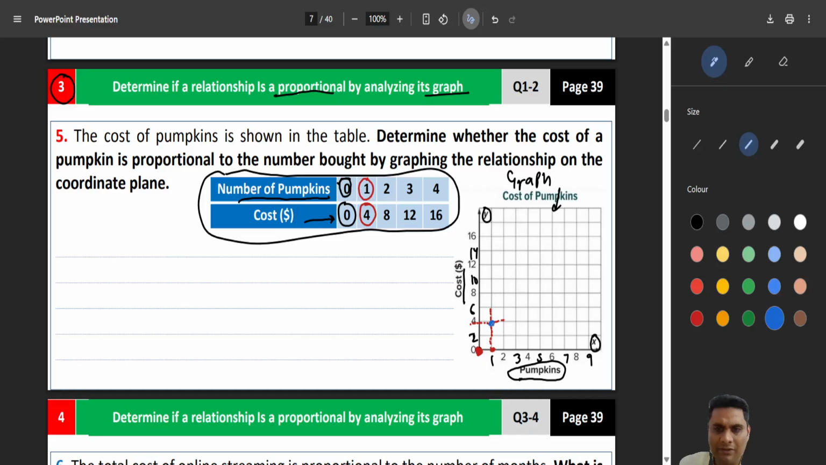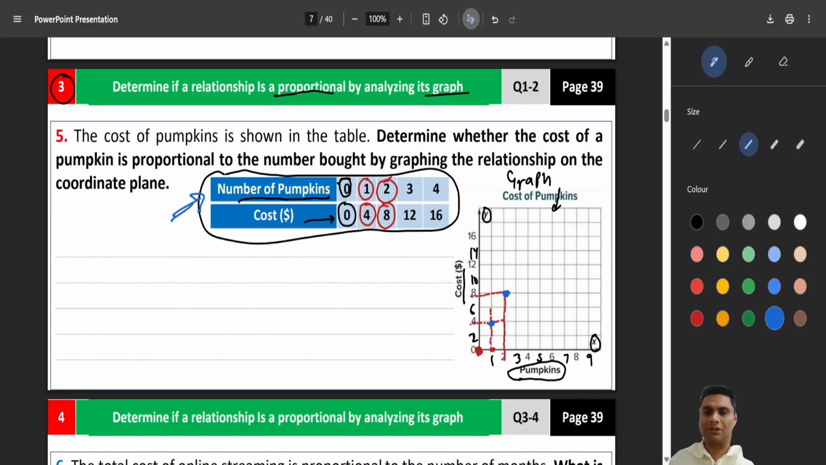See, for one pumpkin I will pay $4. What is the next point? 2 pumpkins. For 2 pumpkins how many? $8. So check 2 pumpkins here, right? So on the 2 pumpkins I will make a line, and $8 here. Check $8 here. So they are meeting here, correct? Second point is this one. So what are we doing right now? He said that the details here are given in the table. The details are given about the number of pumpkins and their cost. We have to put it on this graph like we are doing, and then we have to check whether it is proportional or not. I will tell you how to check it.